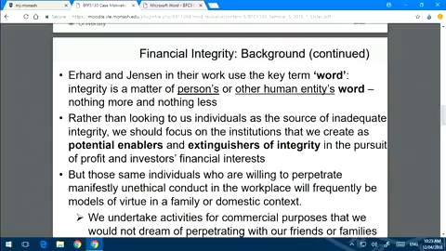You also belong to a particular employer, an institution, and you work for that employer. You can act as an extinguisher of integrity, not an enabler. In other words, you are not doing the right thing as far as integrity is concerned. So, this is for institutions.